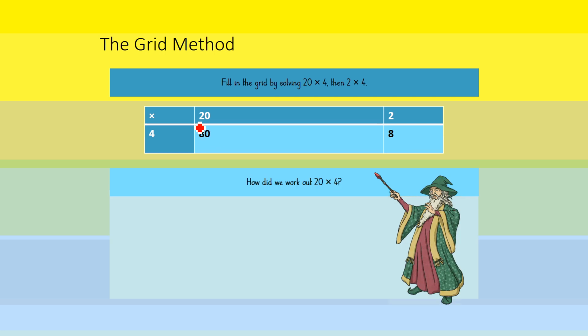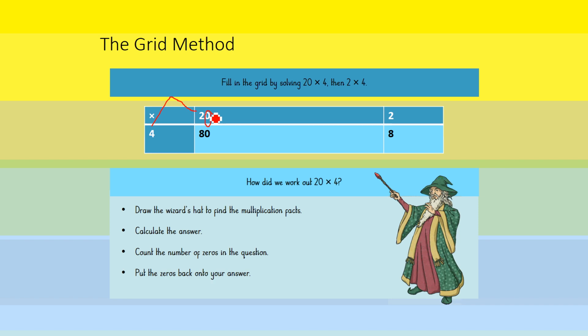When we were working out 20 times 4, we can remember that little wizard method that we looked at yesterday, the little wizard's hat. So we're using the wizard's hat to find the multiplication facts and calculate the answer: 4 times 2 equals 8, looking at the zeros we've got there, and then putting the zeros back on the answer. That's looking back at yesterday's work as well. That will help you when you're multiplying your tens. Think of the wizard's hat, okay?